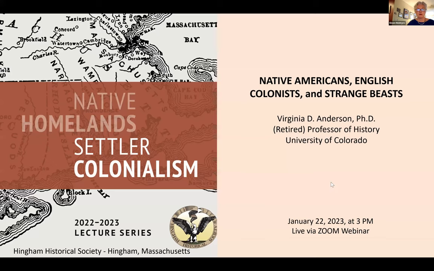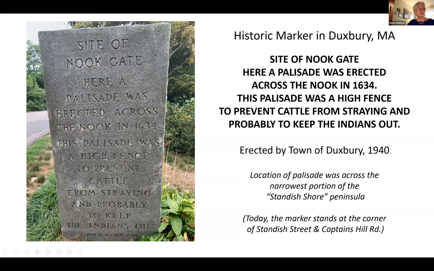And before I introduce our guest speaker, there's something I want to show you. So I'm going to share my screen again. This is an historic marker located in Duxbury here on the South Shore. I first learned about this marker in Virginia Anderson's wonderful book, Creatures of Empire. The granite marker, erected in 1940, reflects directly on the topic of today's program, when English settlers and Native Americans were living side by side, and the settlers had a number of domestic animals roaming around. So I thought you'd be interested in seeing that.